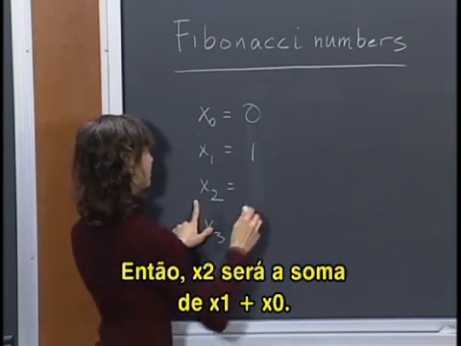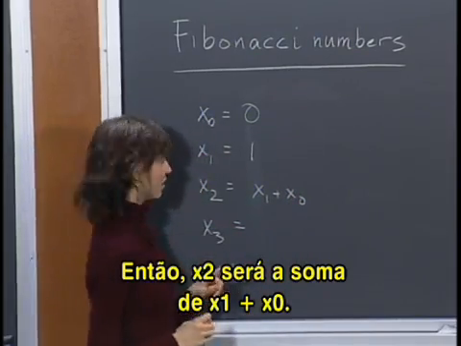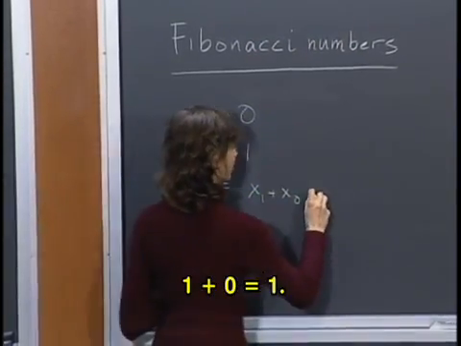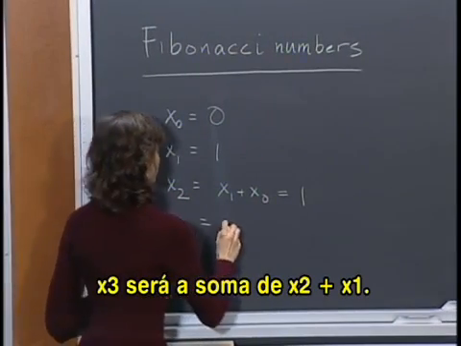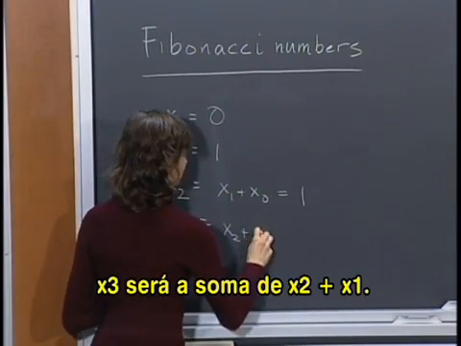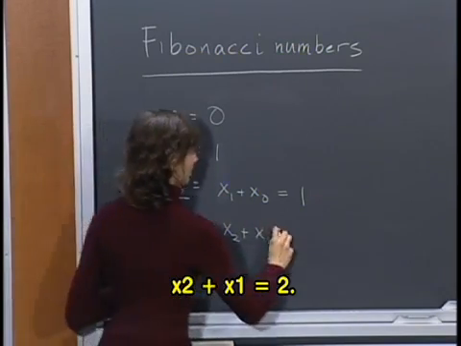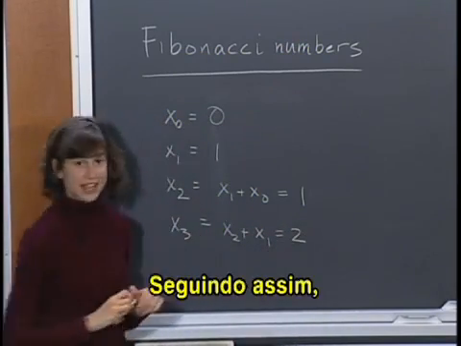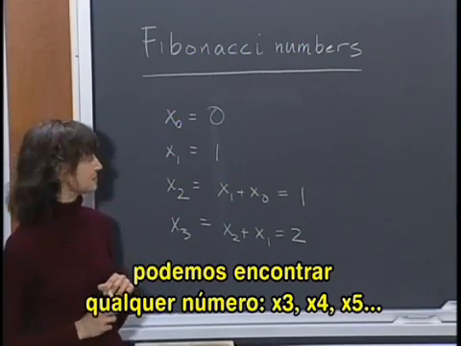So x2 will be the sum x1 plus x0, which is 1 plus 0, just 1. x3 will be the sum x2 plus x1. x2 plus x1 gives us 2, and so on. And we can compute any number, x3, x4, x5.